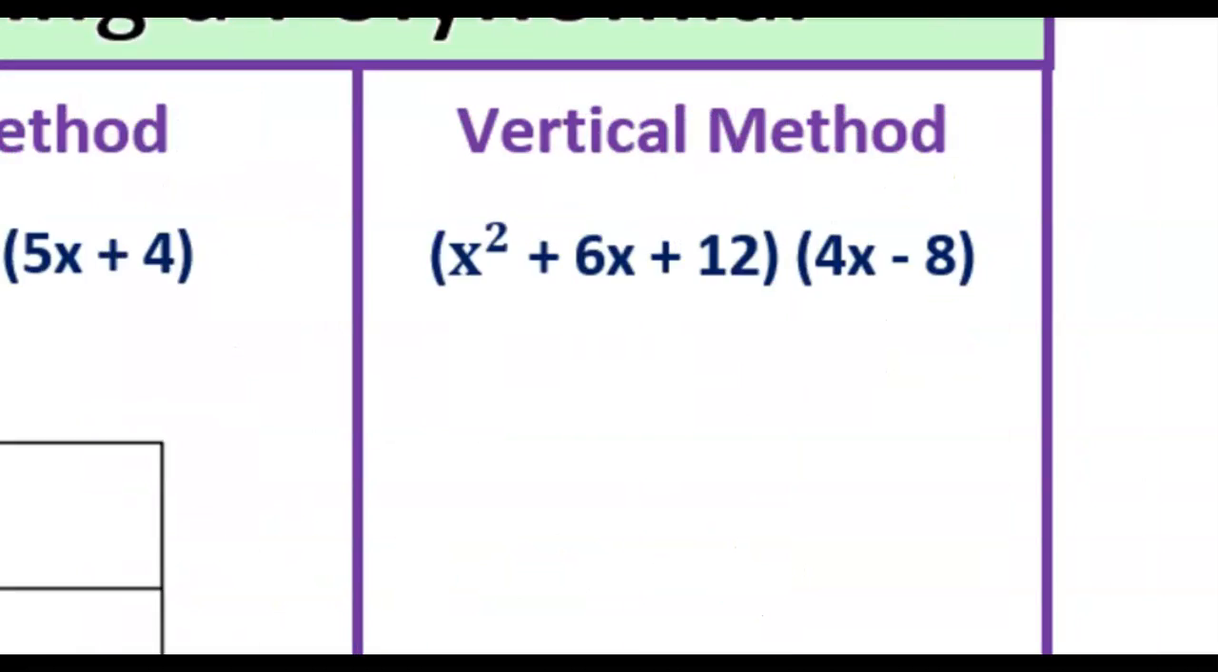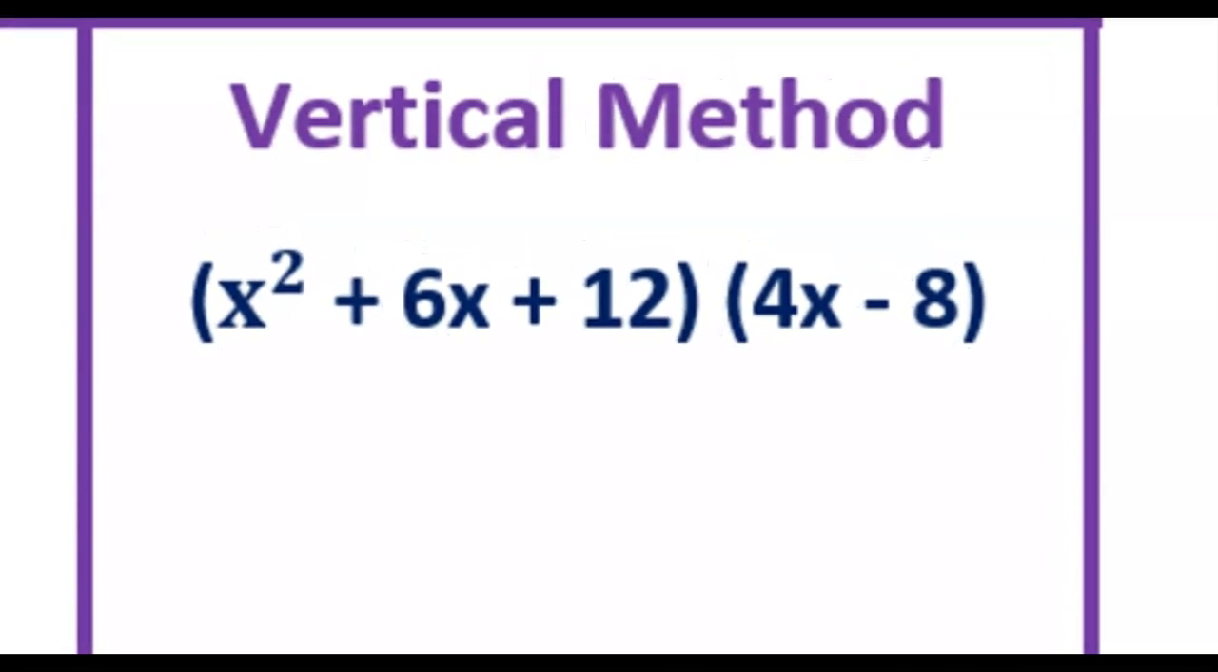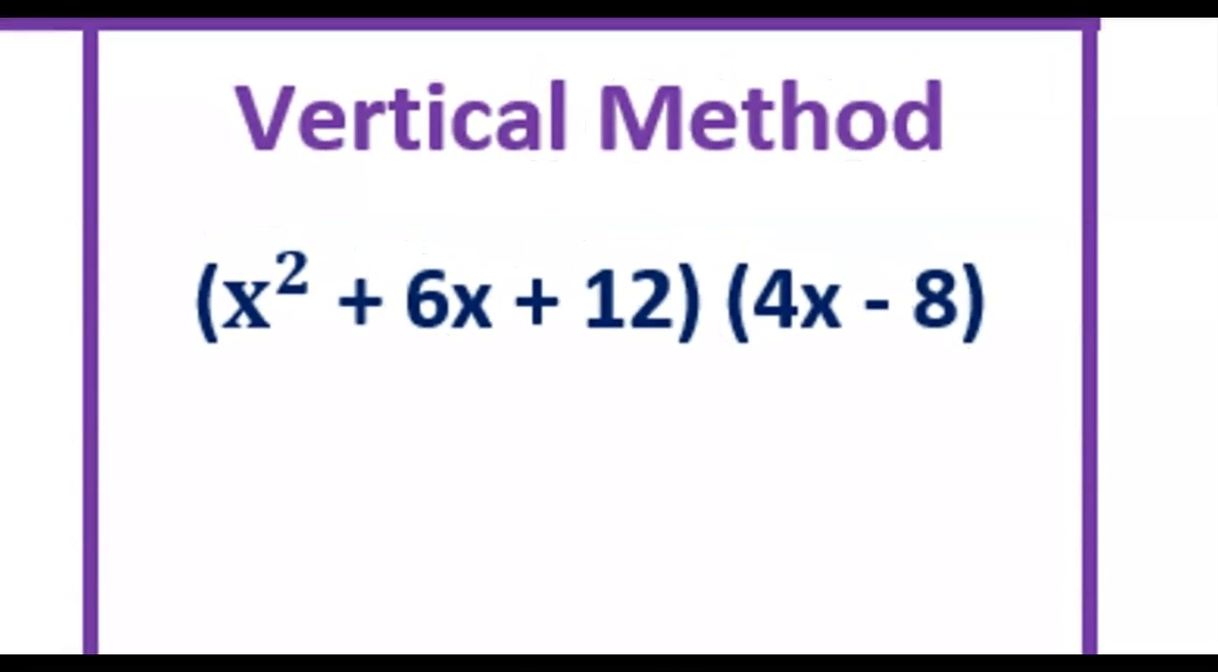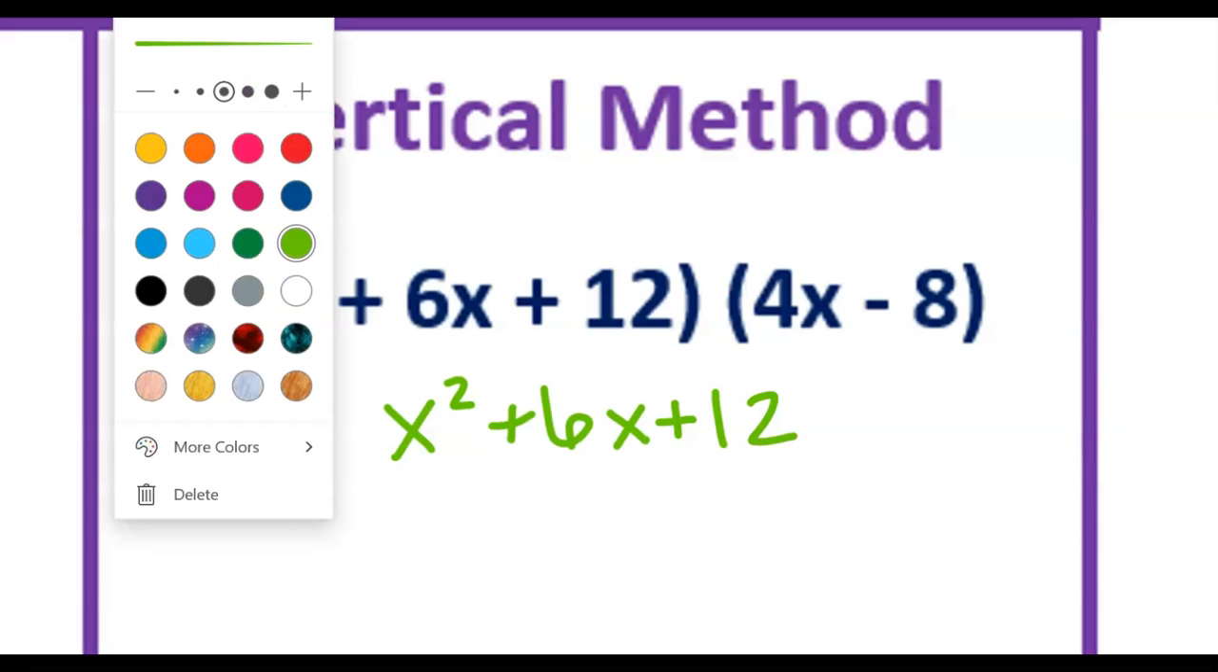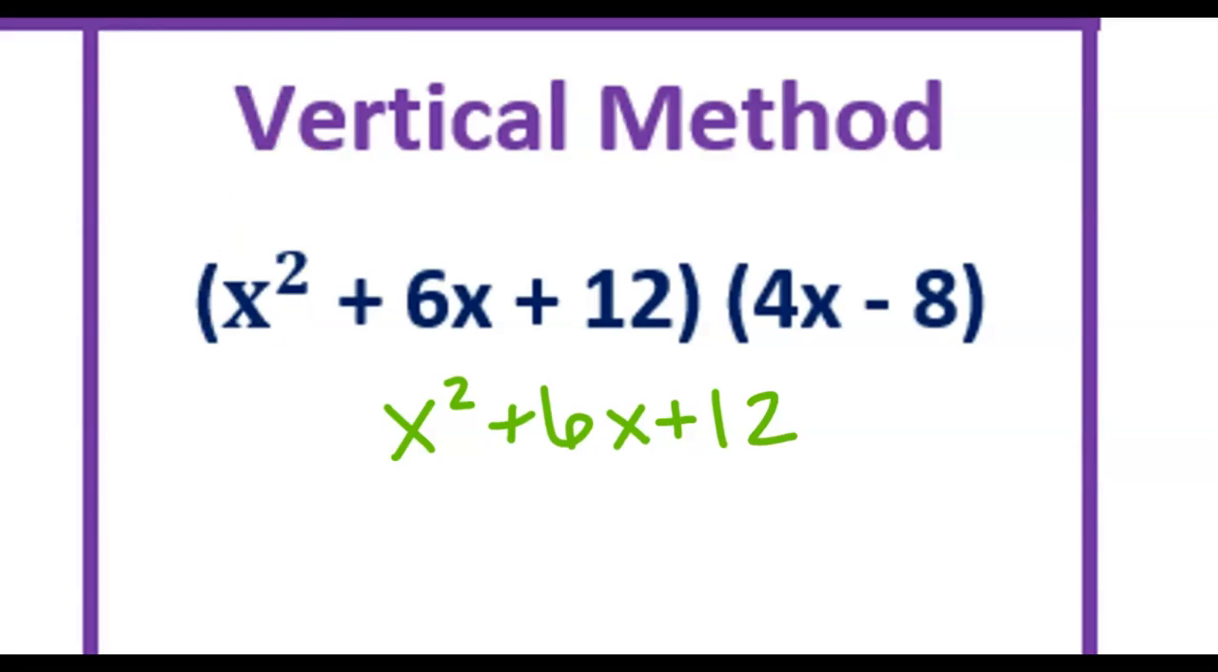Next, we're going to look at the vertical method. The vertical method is completed in the way that we multiply numbers normally. So the first thing you're going to do is take the first polynomial and line it up. You're then going to go ahead and take the second polynomial and line it up right underneath that first one.